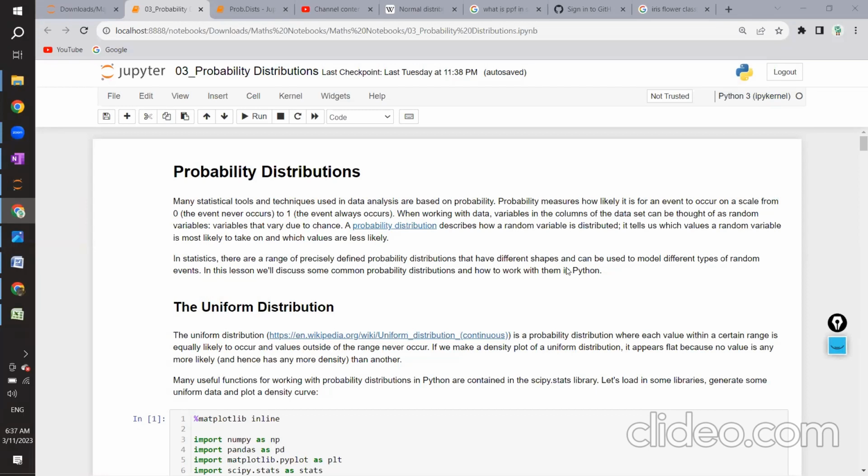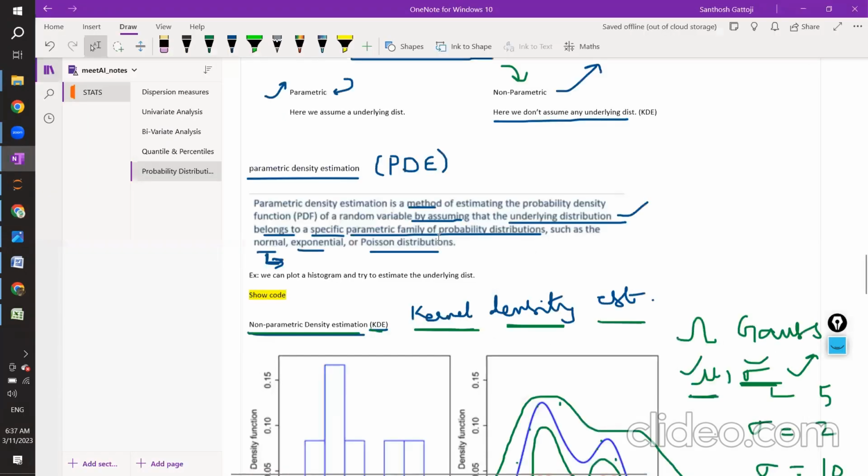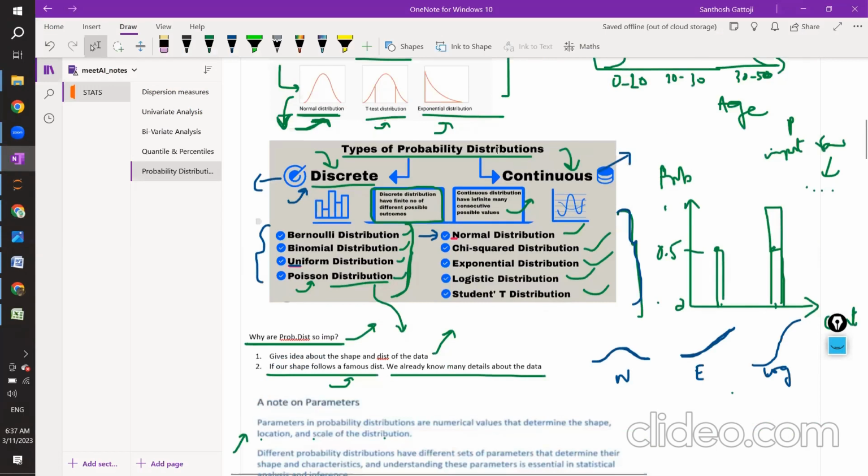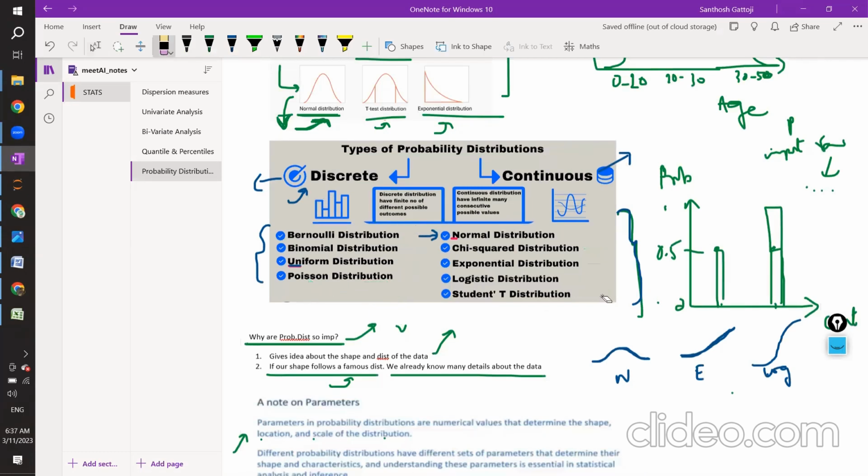So till now, we have seen the basics of the distributions. I think for the last two, three classes, we have discussed the probability distributions, and we have seen different examples of fundamentals, right? Fundamentals of PDF and PMF examples.